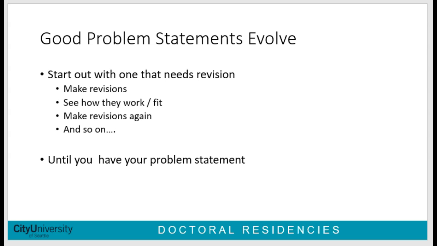Having a strong problem is the foundation of your entire dissertation, and having a good, strong problem will make the dissertation go by much faster and easier.